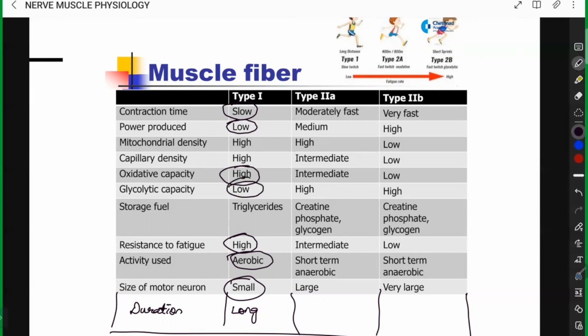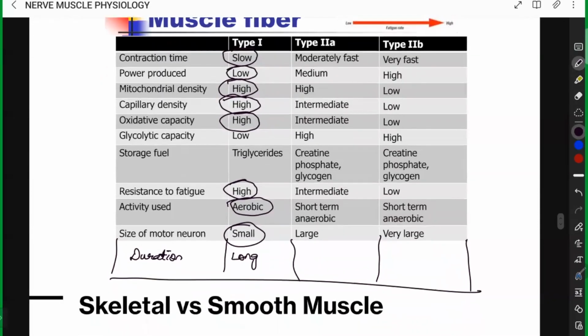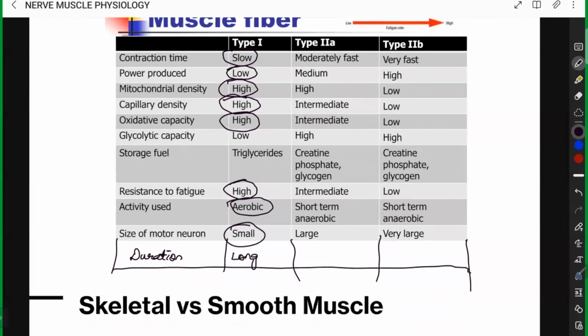There is a high density of mitochondria to synthesize ATP, and a huge density of capillaries to supply oxygen. Therefore, these fibers are otherwise called red fibers.